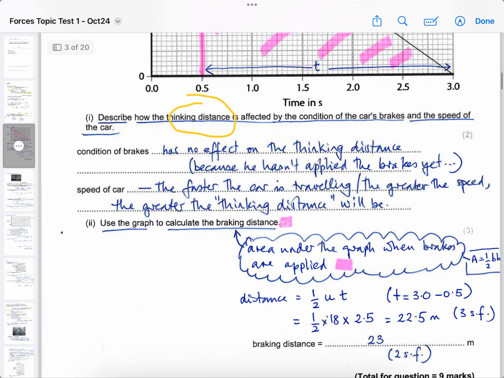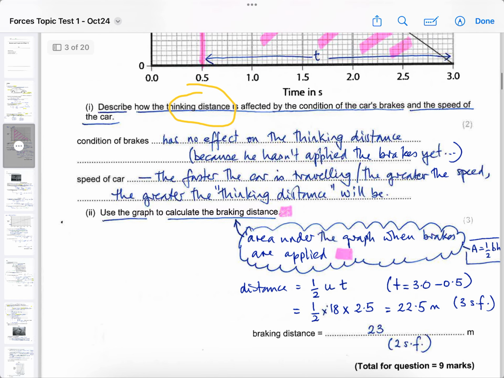So the area under the graph is how you work it out, and you know the area of a triangle is half the base times the height, so you just have to multiply the height by the base and then divide it by 2, and you'll see my maths is showing to 3 significant figures. You will get 22.5 meters per second.